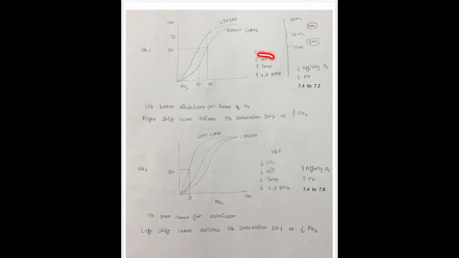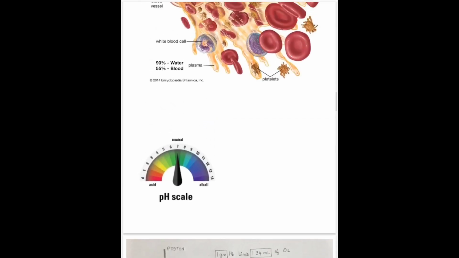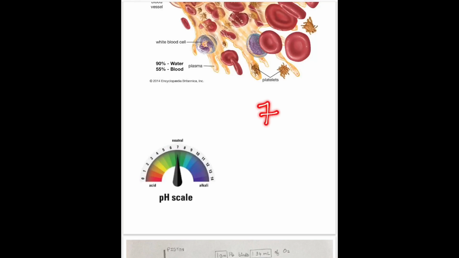This hydrogen ion increase the acid. So let us see the pH. The normal pH value is 7. If you want to achieve an acid state, the pH should drop from 7 to 0. If you want to achieve an alkali state, the pH should increase from 7 to 14.